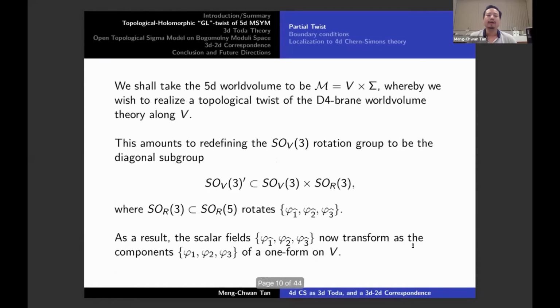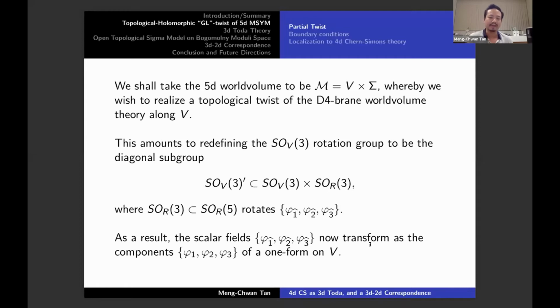Now, we want to do a partial twist. So what does this mean? Let's take the 5D world volume to be M equals V cross sigma. V is a 3-manifold, and sigma is a Riemann surface. We want to twist the theory in such a way that it's topological on V. So we want a topological twist of this D4 brane world volume along V. What is the usual prescription of twisting, as elucidated a long time ago by Edward Witten? This amounts to redefining the space-time group in 3 directions to be a diagonal subgroup between the space-time group and the R-symmetry group.